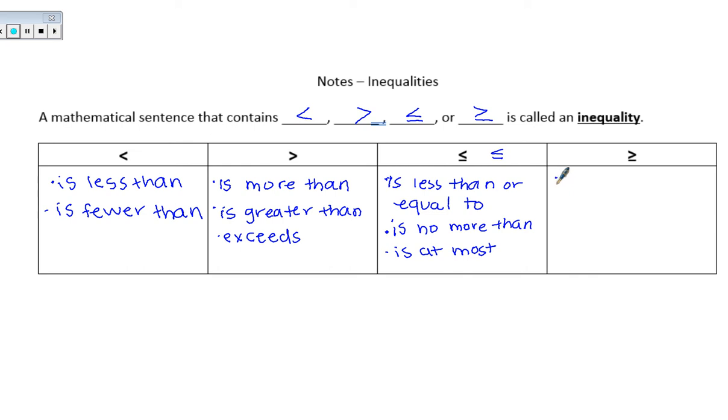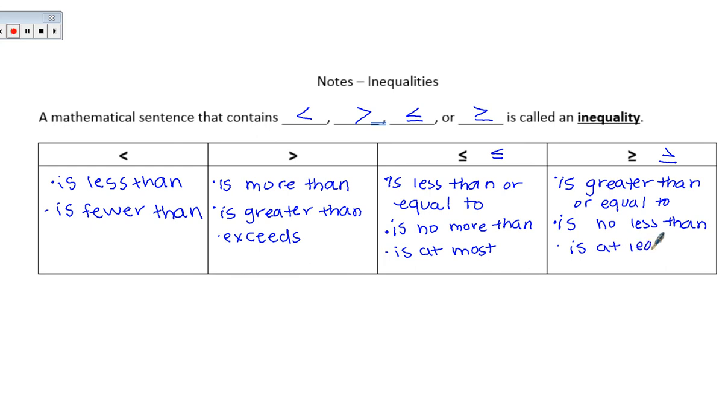Last but not least, we have the is greater than or equal to sign. Again, it has that line underneath to tell us that we're kind of combining an equal sign, but then we change that top line to a greater than sign. The other phrases you could use are is no less than, and the last one we have is at least. So go ahead and take a minute to finish writing those down.